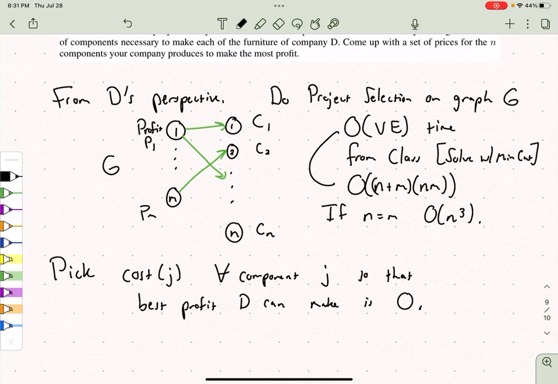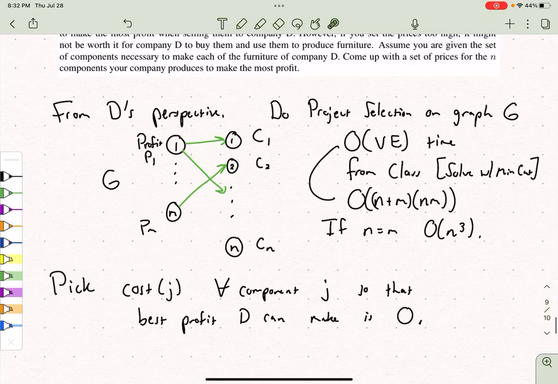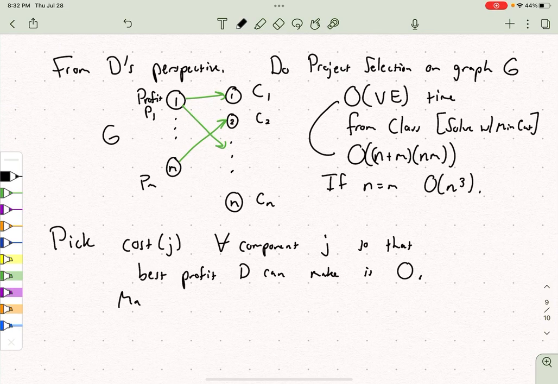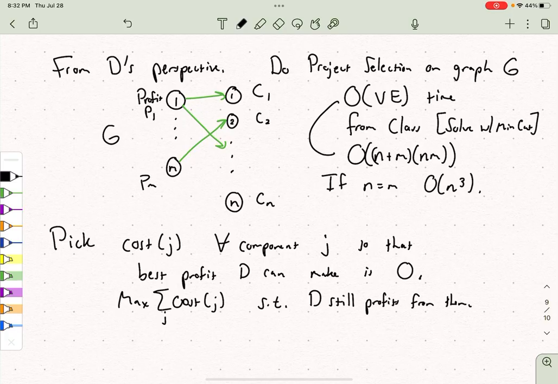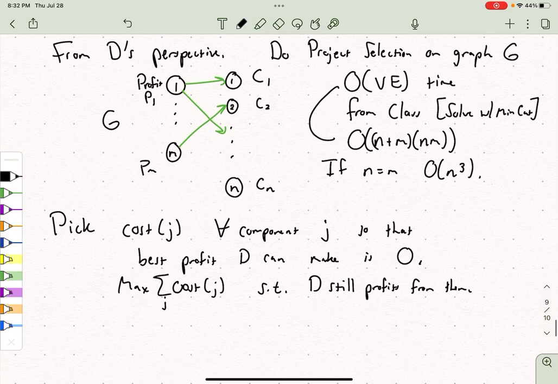So you want to maximize the costs, which corresponds to your profit, so that D will still attempt. So your goal is to maximize your own. You're maximizing the sum of the cost of J's subject to D still profits from them. So that's your goal. So essentially, the way you do this is to make the cost as high as possible so that D barely profits.